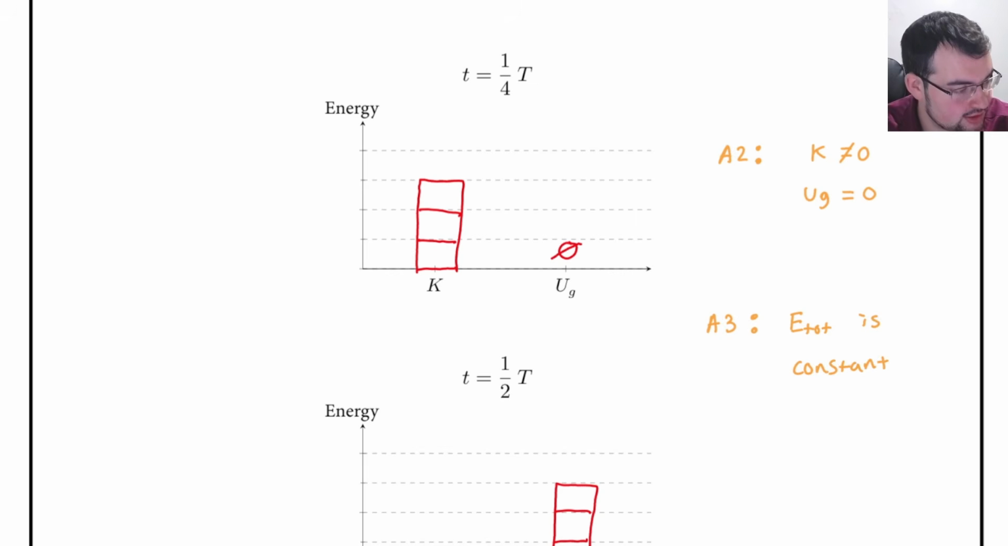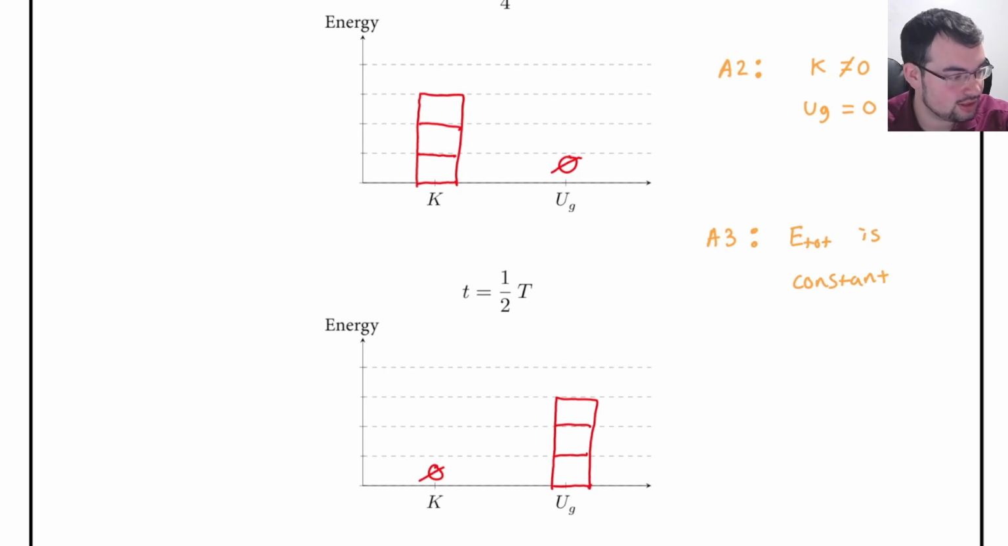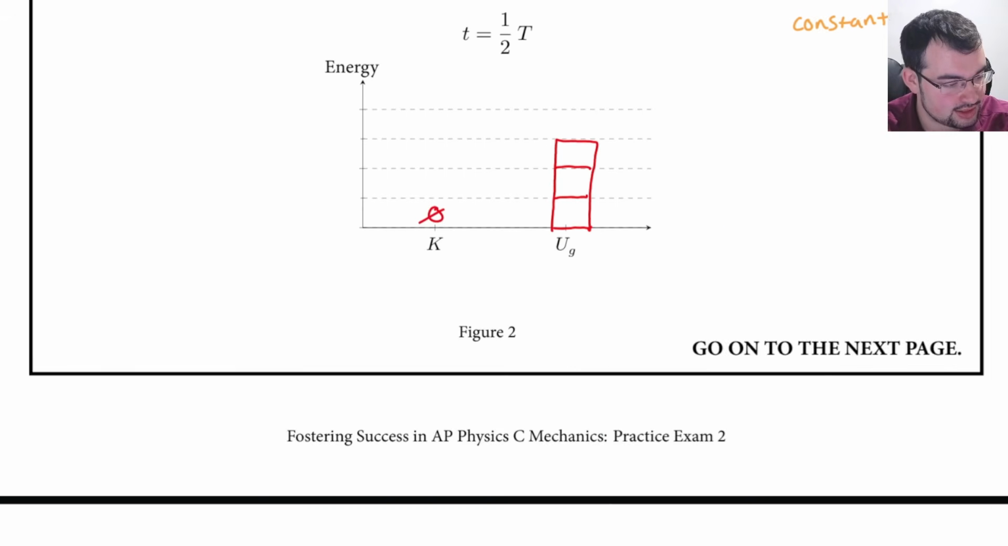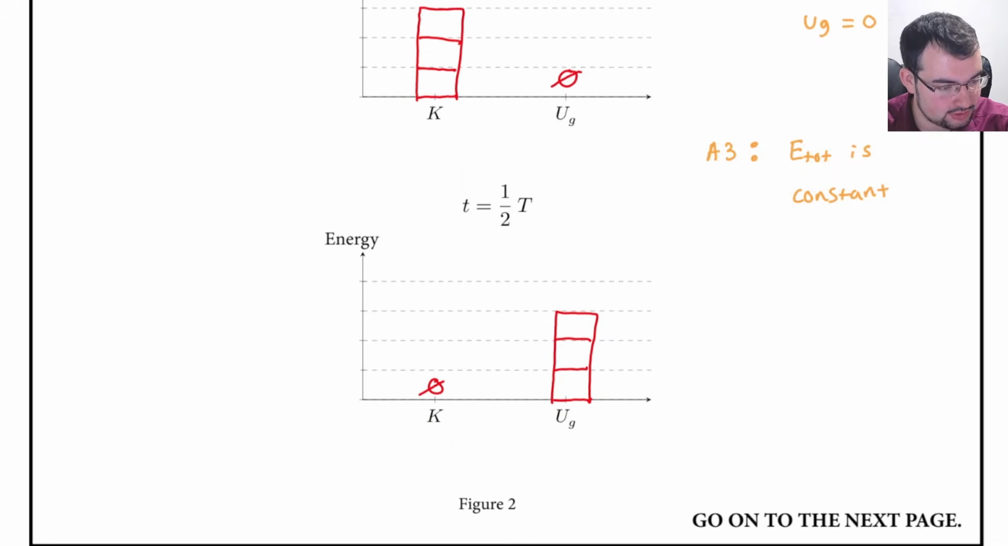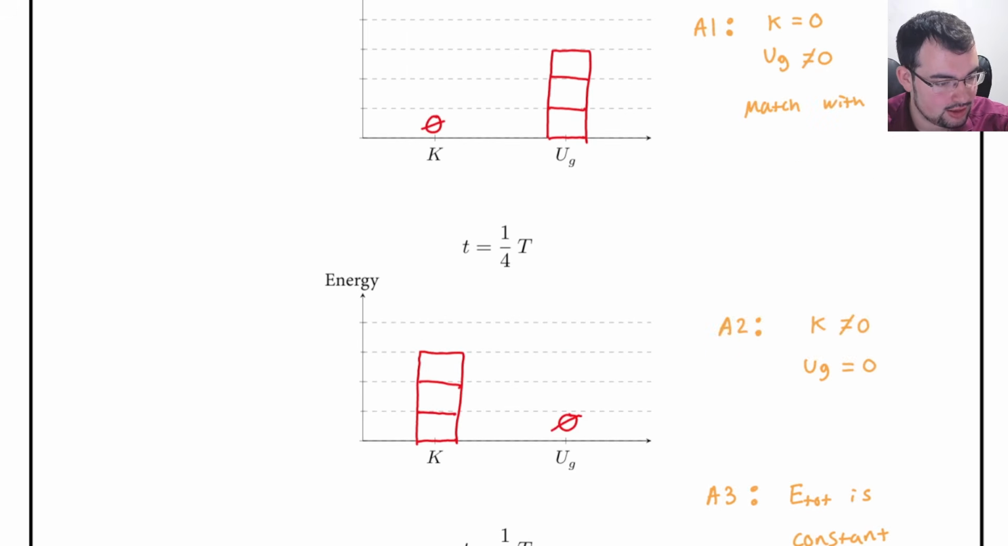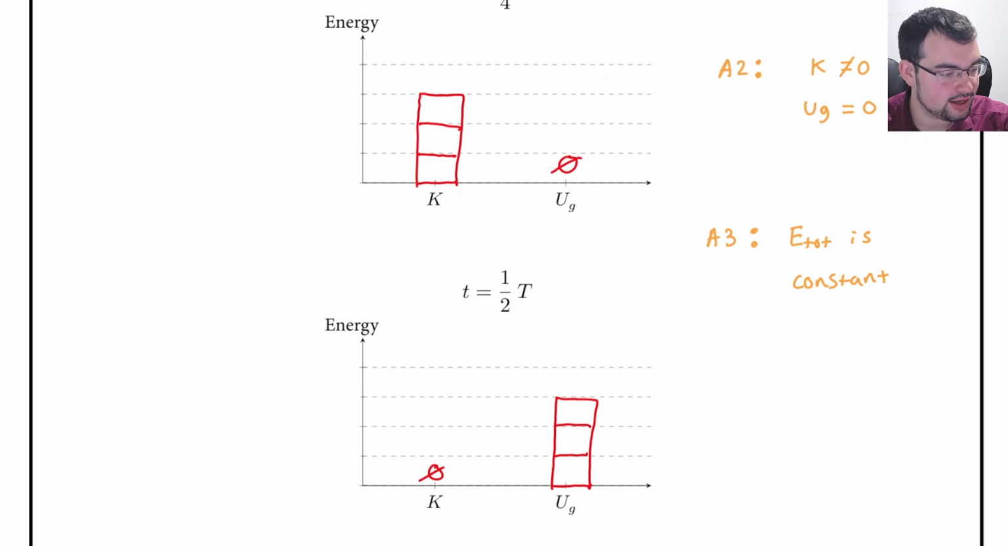So as long as your bars add up throughout this entire process, it works. So that's how you get your 3 bar chart points. Your first bar chart point you get just by having no kinetic but all gravitational at 0 and T over 2, making sure they perfectly match. You draw maximum kinetic and 0 potential at 1/4 T, and you get A3 just by making your total energy constant.